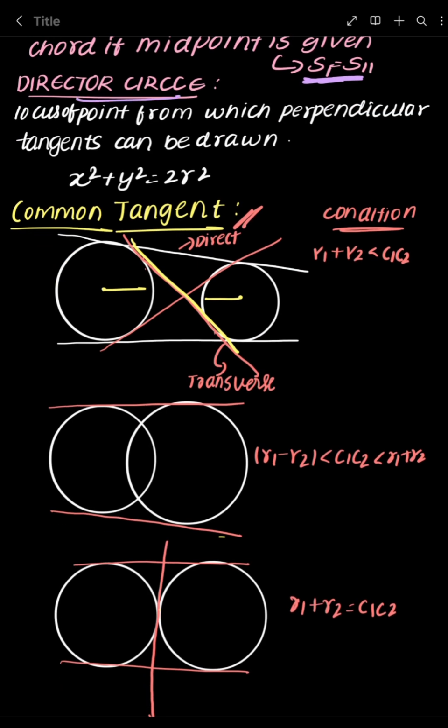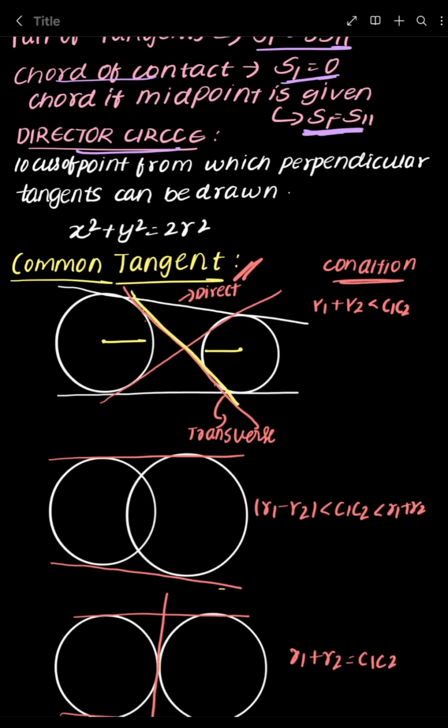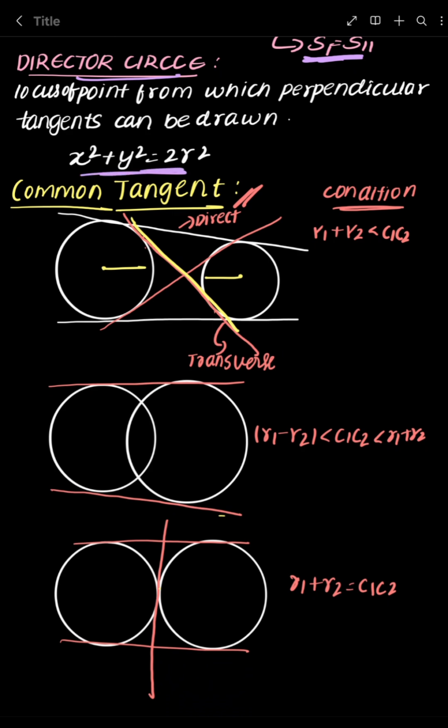Director circle. So the director circle is the locus of all the points from which you can draw perpendicular tangents onto the circle. So basically same as this, but both these tangents are perpendicular to each other. The locus is x squared plus y squared equals 2r squared.